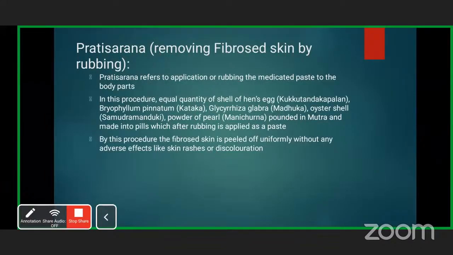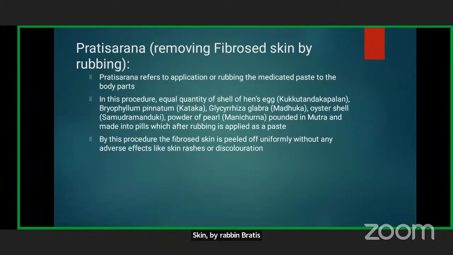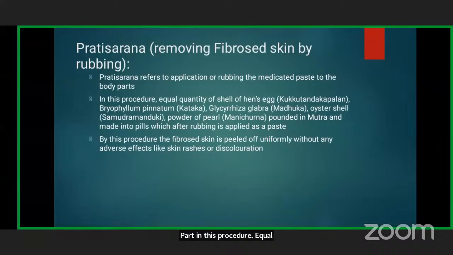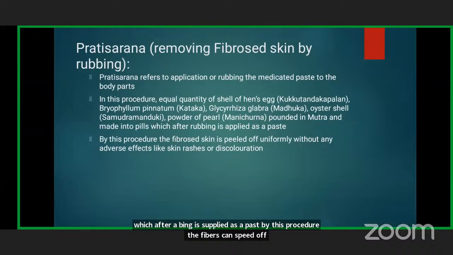Pratisarana, removing fibrous skin by rubbing. Pratisarana refers to the application or rubbing of medicated paste to the body part. In this procedure, equal quantity of shells of hen's egg, kukkuta and kapala, kataka, maduka, samudra mandaki and mani churna are pounded in mutra and made into pills, which after rubbing is applied as a paste. By this procedure, the fibrous skin is peeled off uniformly without any adverse effects like skin rashes or discolorations.